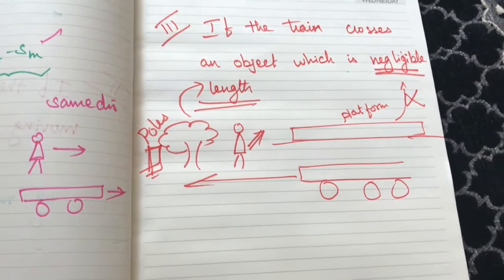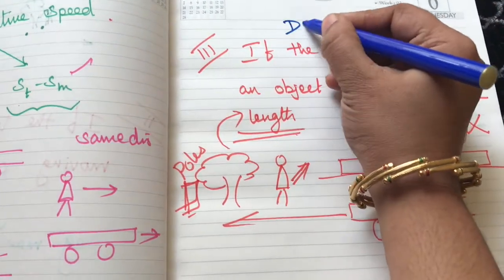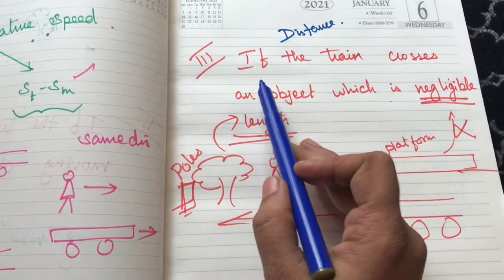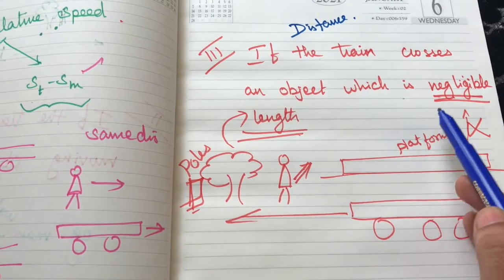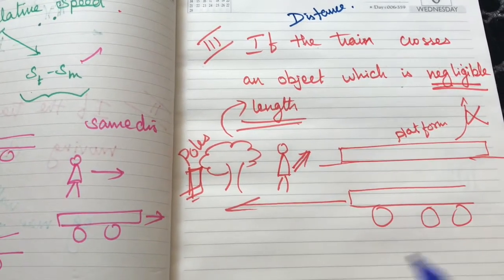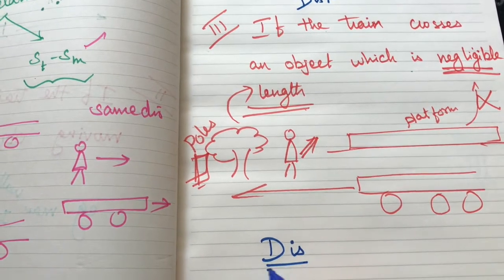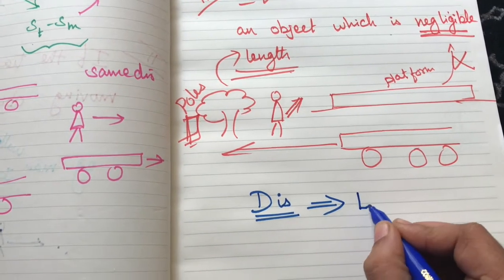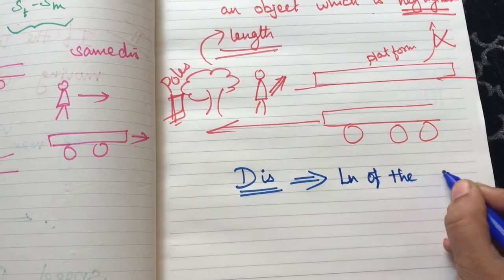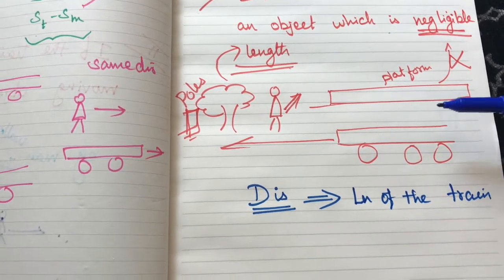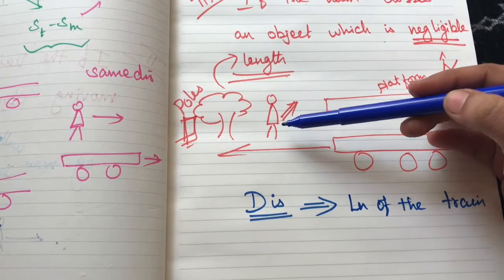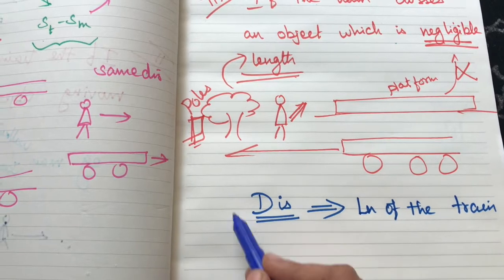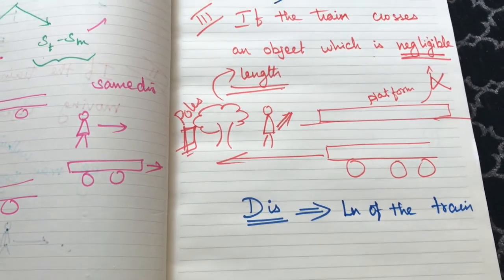Okay, so let's see, this is all about distance. If a train crosses an object which has negligible length, then what is the distance? Nothing but the length of the train, right? Because only the train has length. Here the man or the tree or the pole doesn't have any length, right?